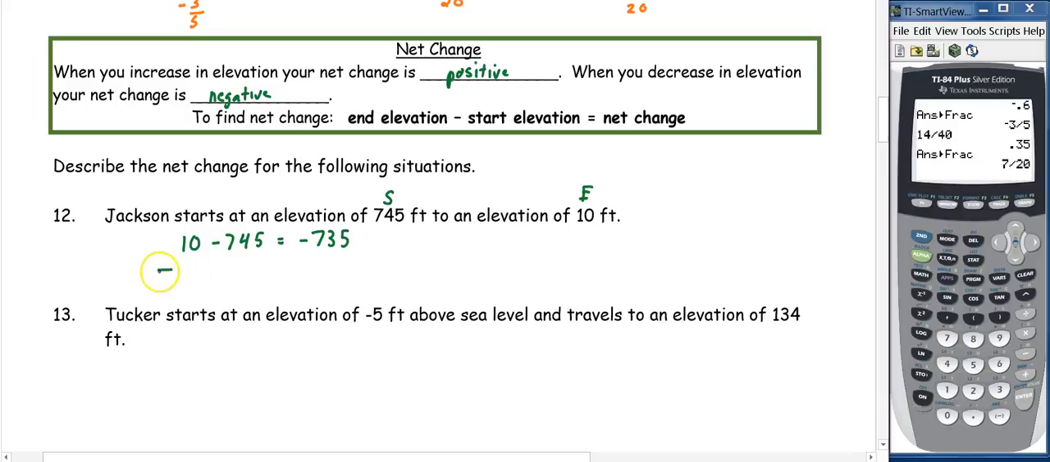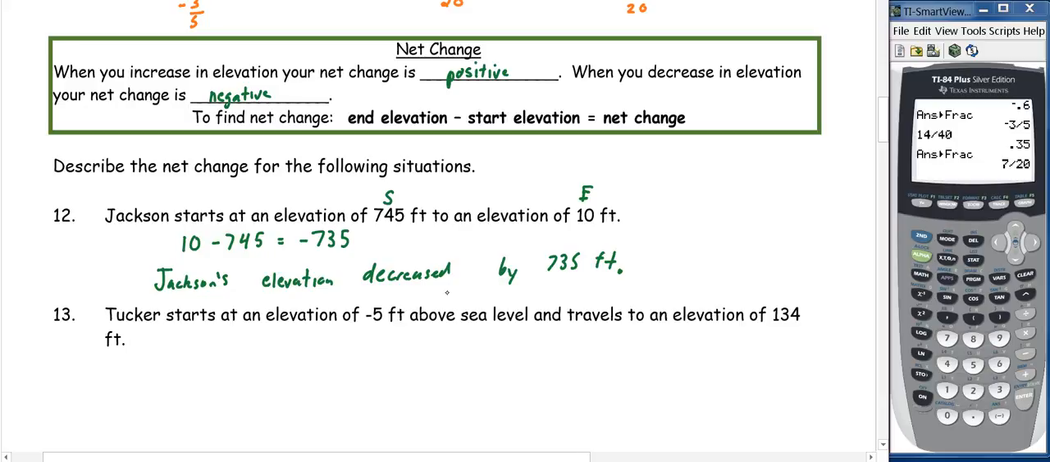So I know that I have a negative net change, which means I'm decreasing. So now I'm going to write a sentence: Jackson's elevation decreased by 735 feet. Do not put a negative here because you already said it decreased, which is already taking care of the negative then. Let's look at another one.